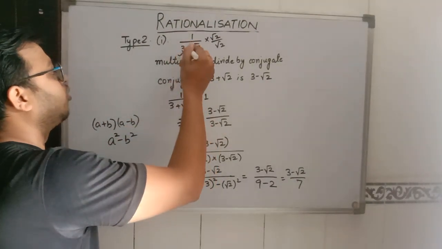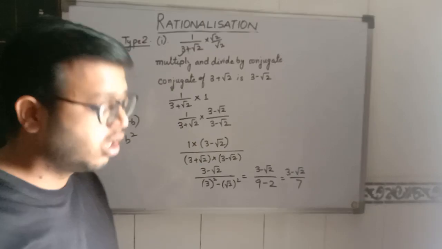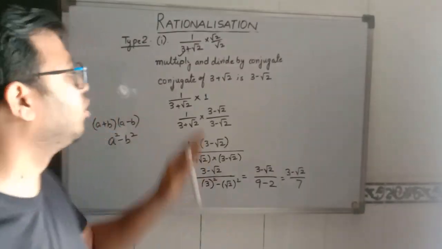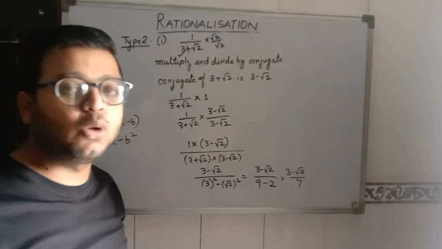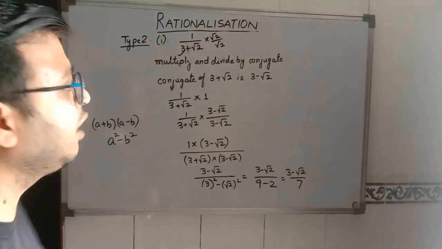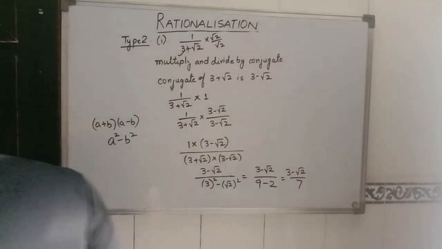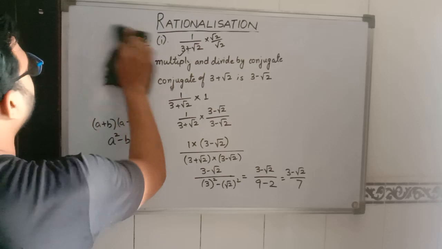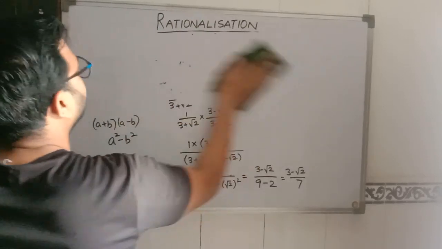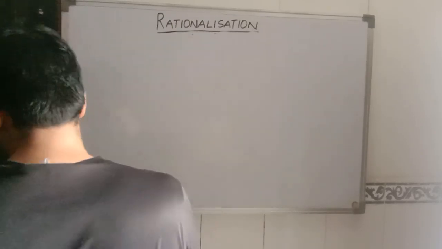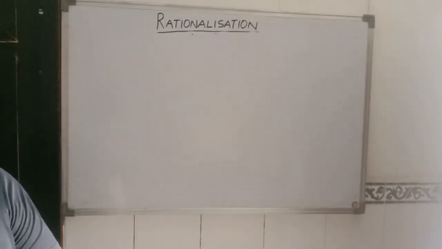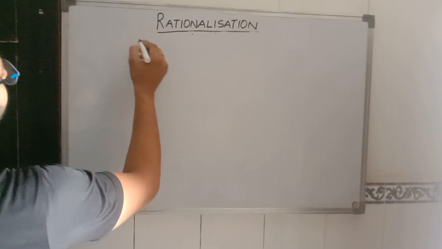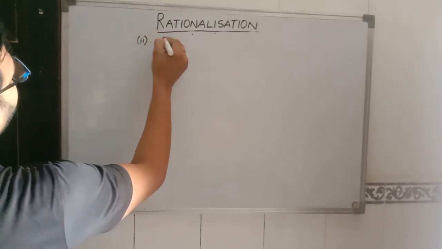But if there is a positive or negative sign, then we have to classify these types of questions as type 2, and in type 2 questions we have to multiply and divide by the conjugate. Now I am going to give you another example of type 2 questions. So just watch the video very carefully and try to solve all the questions. The next question is 1 upon root 6 minus root 5.